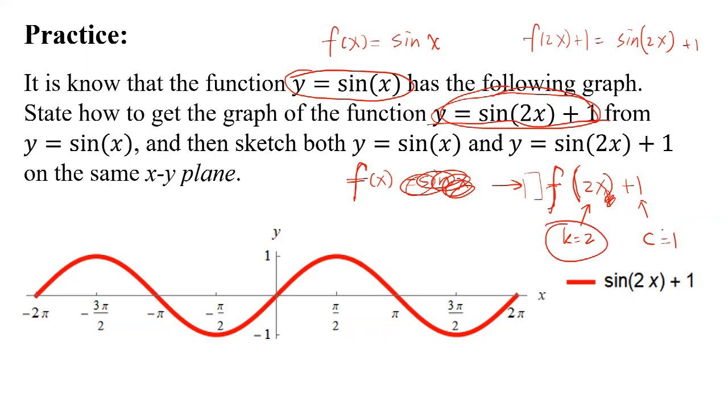That means we need to translate the whole function up by 1 unit, right? So there are 2 transformations. First of all, we need to compress the function by a factor of 1/2, right? Because k is 2 here. And after that, we need to shift the whole function up by 1 unit. Do you understand?